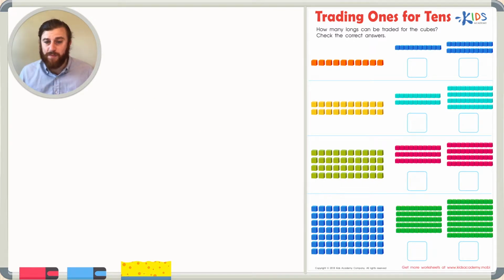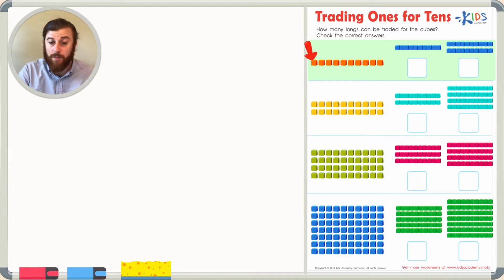Trading 10s for 1s. How many longs can be traded for the cubes? Check the correct answers. Okay, well in each question, the first thing we're going to have to do is count the cubes. So let's get started with that. In the first example, I see orange cubes. Let's count them now. There are 1, 2, 3, 4, 5, 6, 7, 8, 9, and 10 cubes.